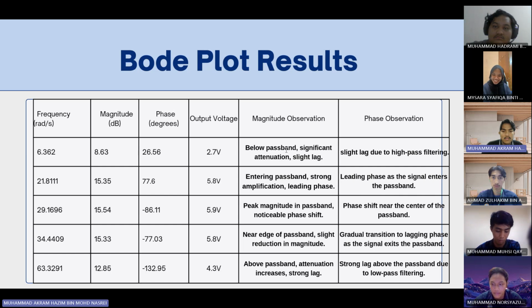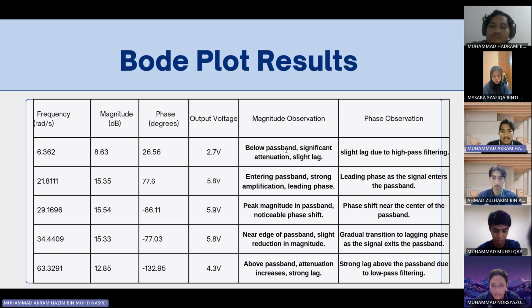Moving on to 34.4409 radian per second, or around 5.48 Hz, the magnitude slightly decreased to 15.33 dB, reflecting a slight reduction in gain. The phase is now negative 7.03 degree, and the output voltage decreased slightly to 5.8 volt.